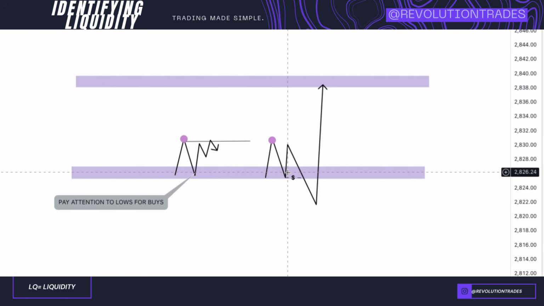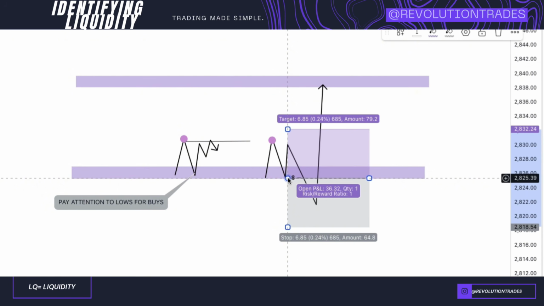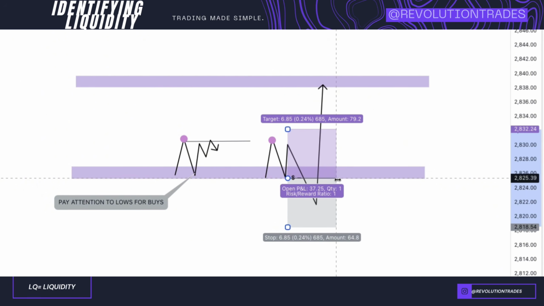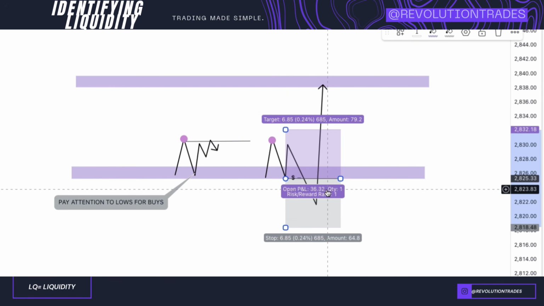And this is what the banks and these institutions want these retail traders to do. They anticipate that these retail traders, or, I don't like saying the word retail. I don't know why, but am I technically a retail trader? Sure, but I think I'm more than that, but whatever.